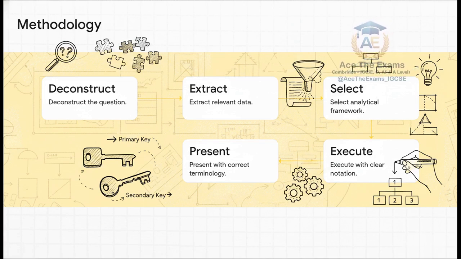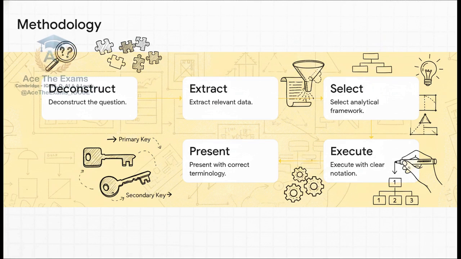Step 5. Present with correct terminology. Use the exact words: primary key, candidate key, secondary key. Don't call it the main identifier. Call it the primary key. Following this framework ensures you provide logical, structured reasoning. It proves your data interpretation skills to the examiner, and it secures those method marks.